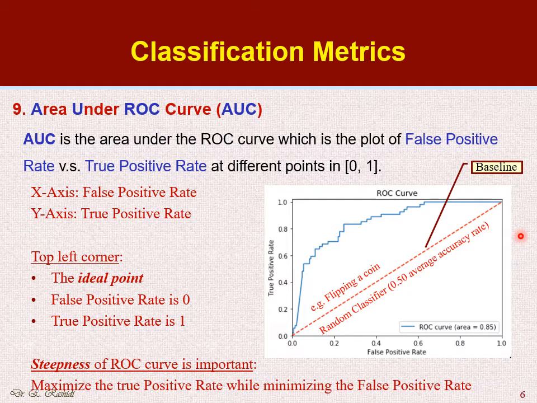So that's going to give us an idea of how good the performance of our algorithm is based on the ROC curve. A random classification algorithm would give an AUC of 0.5. The ideal point in this ROC curve is the top left corner, where the false positive rate is 0 and the true positive rate is 1. In the ROC curve, the steepness is important to us because we want to maximize the true positive rate while minimizing the false positive rate.